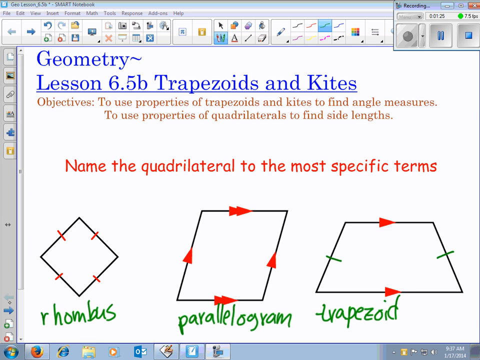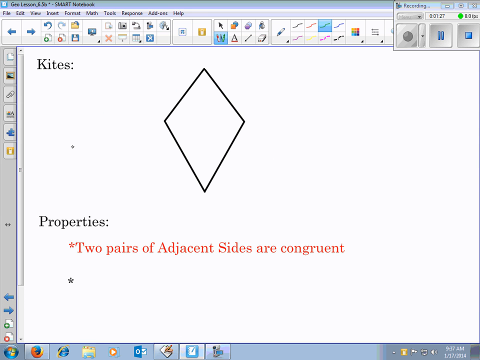Okay, moving on. Our first picture is a kite. Now, I have this kite, and the thing we already know is that two pairs of adjacent sides are congruent. So I know that this side is congruent to this side, and this side is congruent to this side.